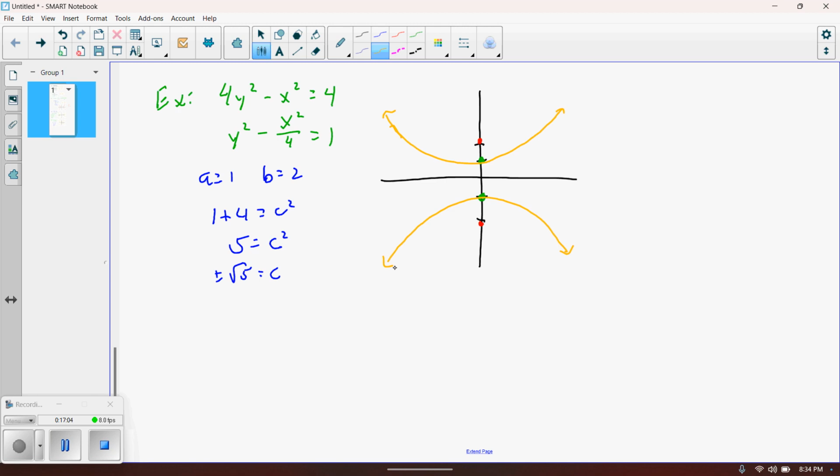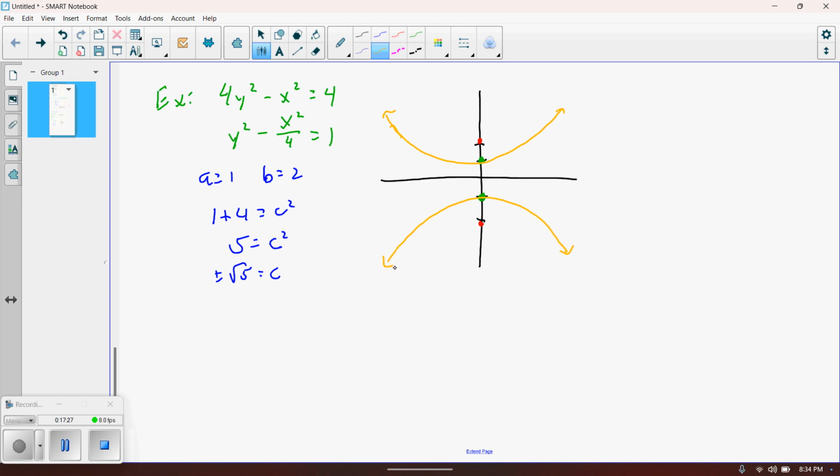So let's go ahead and talk about this whole idea of the asymptotes now. And I'm actually going to use this particular problem to help figure that out. This is where the b value actually comes into play, because what it's going to do is help us to create a box. So the b actually goes along the other axis.